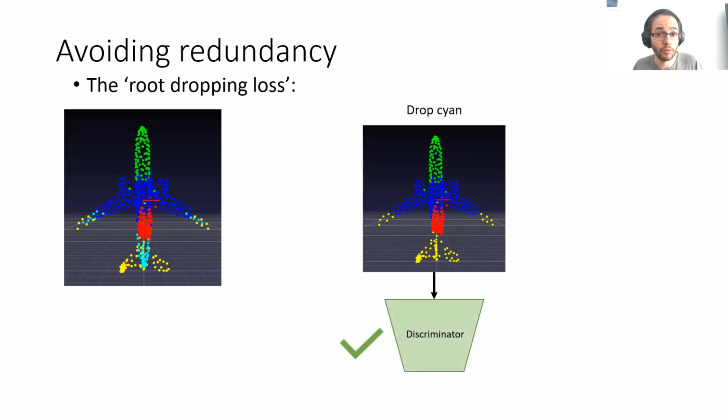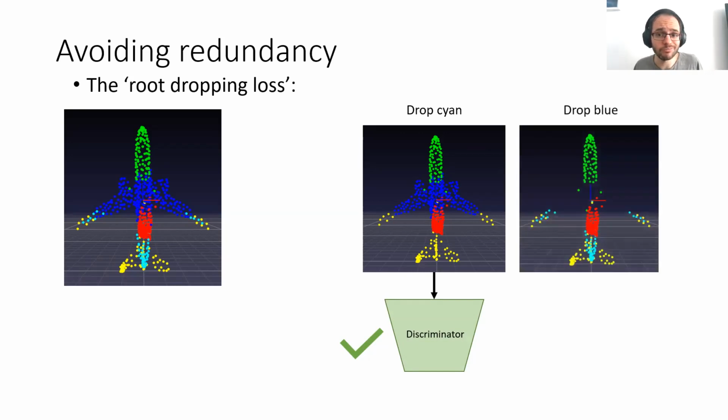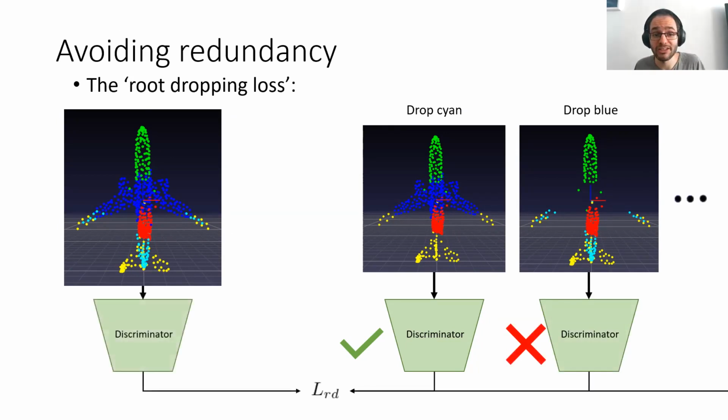However, if we throw away the blue points, well, suddenly we have a hole in the middle of our airplane, right? There is no redundancy to cover for us. And if we feed this into the discriminator, it's going to complain pretty loudly. Okay, so we can use the discriminator in order to understand if we have any redundancy or not. And if we do, we can punish the generator accordingly.